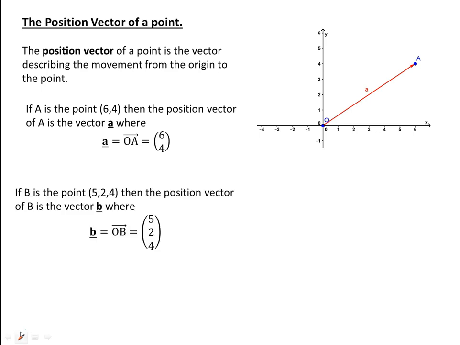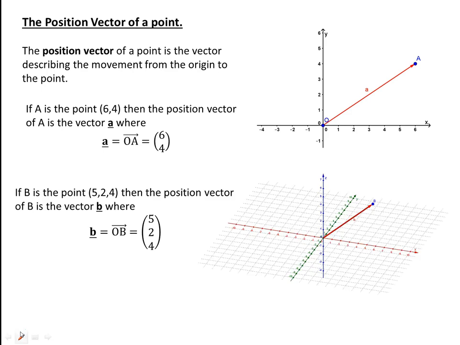Similarly, in 3 dimensions, if B is the point (5, 2, 4), then the position vector of B is the vector little b, which is the movement from O to B, which is the movement of 5 in the x direction, 2 in the y direction, and 4 in the z direction.